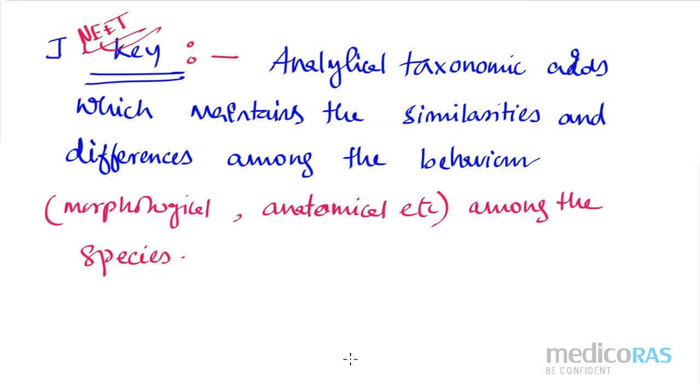So here we are going to do the analysis. By seeing this publication, by seeing this book, we are going to analyze the data. So what kind of data do we need to see? There, what are the similarities or differences among the organisms that we need to focus on.